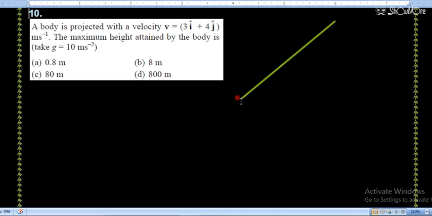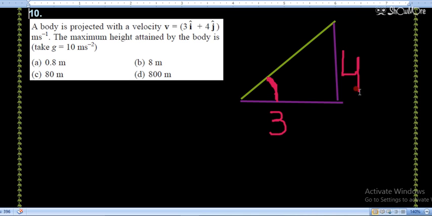Why are we using this one? Because we have to find the theta component, because we don't know the value of theta. I will discuss it, don't worry. So when we start the question, let's suppose this is the body which is fired at an angle theta. The horizontal component is 3 i cap, and this is the vertical component 4 j cap. So vertical velocity is 4, horizontal velocity is 3. This will make a triplet, and the hypotenuse will be equal to 5.